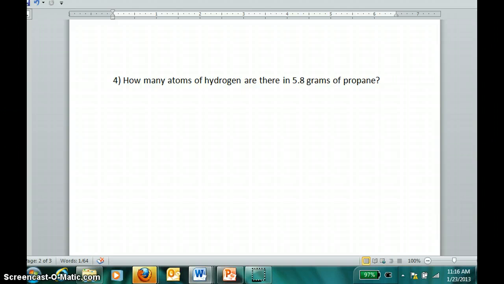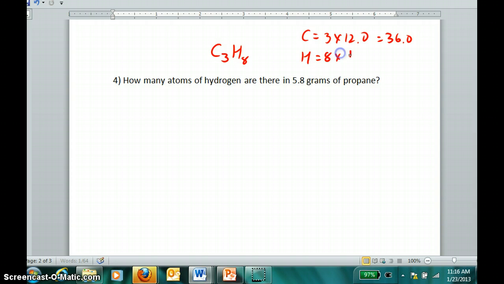Jumping ahead to the last example, I want to know how many atoms of hydrogen there are in 5.8 grams of propane. First, I remind myself that pro means 3 carbons and ane means 2 more than twice as many hydrogen atoms. And I need to know that to calculate the formula mass of propane, which is 3 carbon atoms at 12 atomic mass units each is 36 atomic mass units. 8 hydrogens at 1 atomic mass unit each is 8.